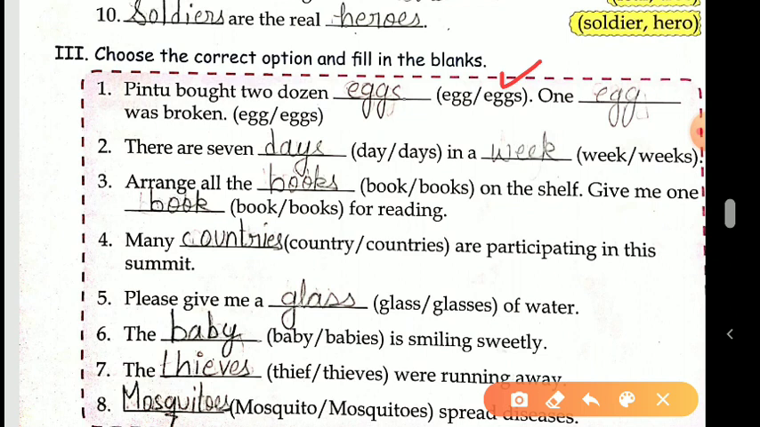Now, one dash was broken. Now, one is there, so you need to take egg and write egg in the second blank. First blank, eggs, because more than one. Second blank, one. So, we'll write only egg. So, Pintu bought 2 dozen eggs. One egg was broken. Now, students, let's do the second one.